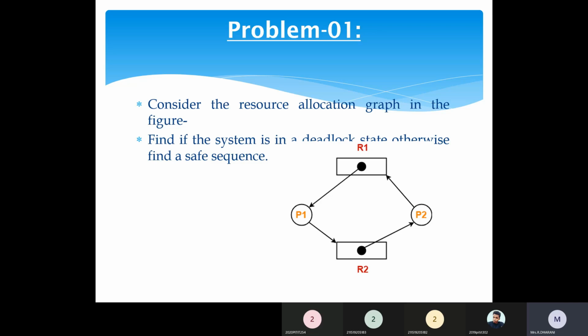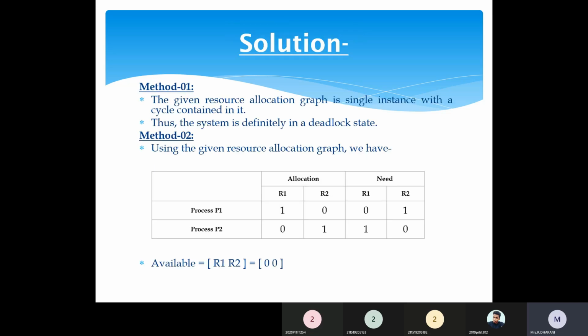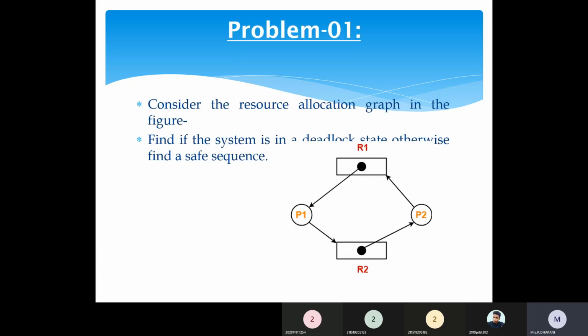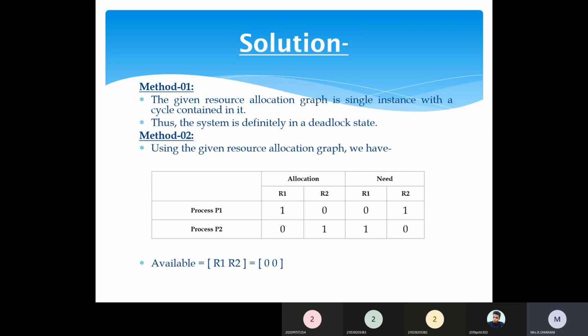So this system has a deadlock. Method 1: the given resource allocation graph is single instance with a cycle contained in it. As we saw, we have a single instance of each resource and there is a cycle formation. P1 is requesting R2, R2 is held by P2, P2 is requesting R1, but R1 is held by P1. Thus the system is definitely in a deadlock state. We conclude the system is in a deadlock state.